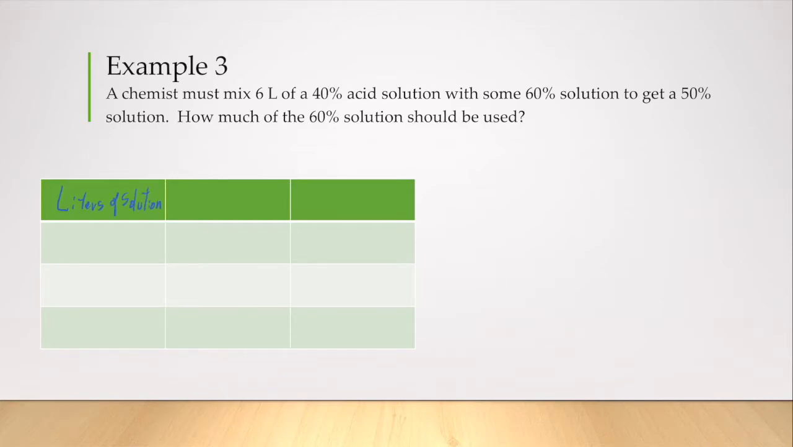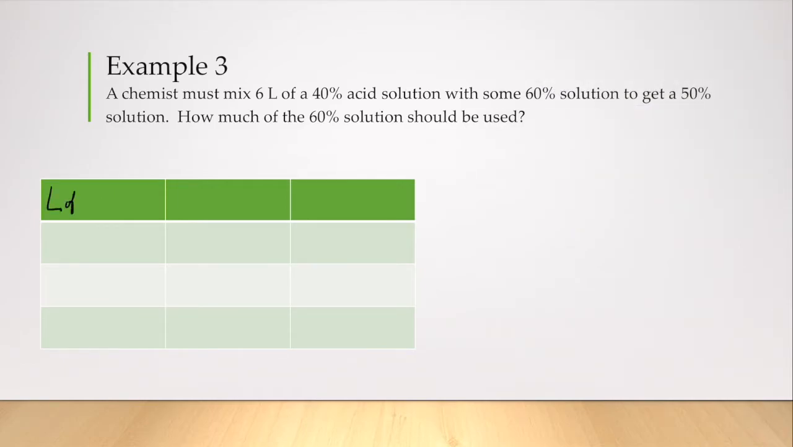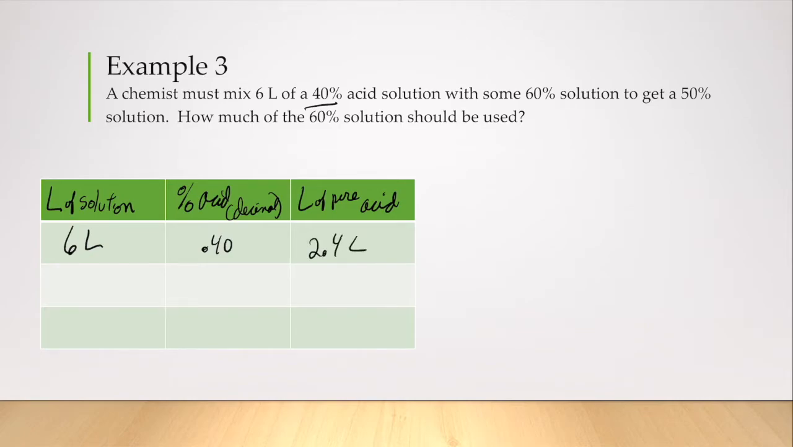I think black shows up better. We're going to have liters of solution. We're going to have the percent of acid as a decimal. And if I take the liters of solution times the percent of acid, that's going to give me the liters of pure acid. So I've got 6 liters at 0.40, so 40% is 0.40. That would give me 2.4 liters. Again, I'm multiplying these two to get to this.